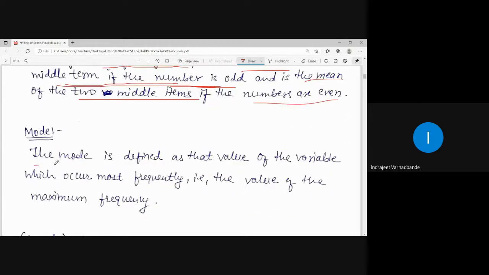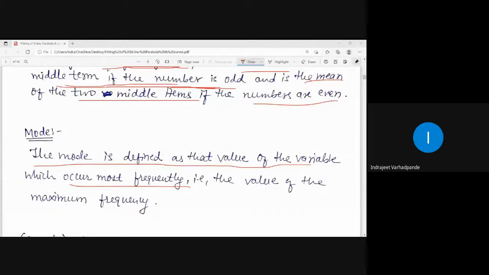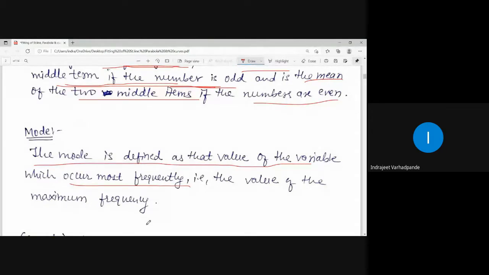Mode. Mode is defined as that value of the variable which occurs most frequently, meaning the value of maximum frequency. Maximum frequency means that a particular number is appearing many times. So we say that the number has more frequency, and that value will be termed the mode. Suppose in a set of observations the number 1 is repeated many times. Then 1 will be the mode for the given set of observations.